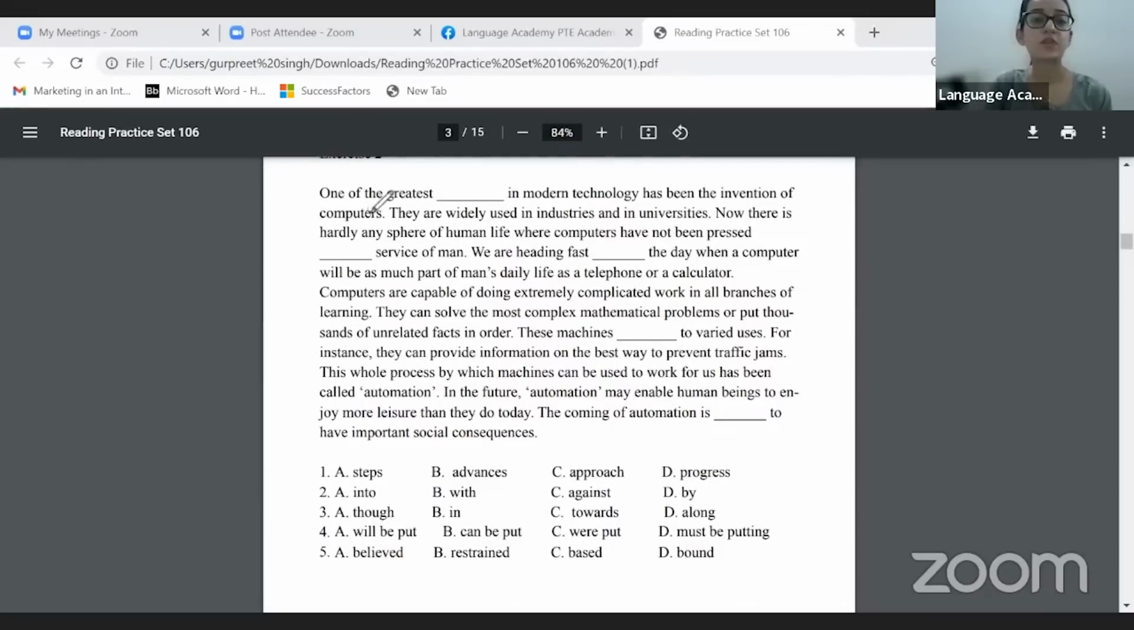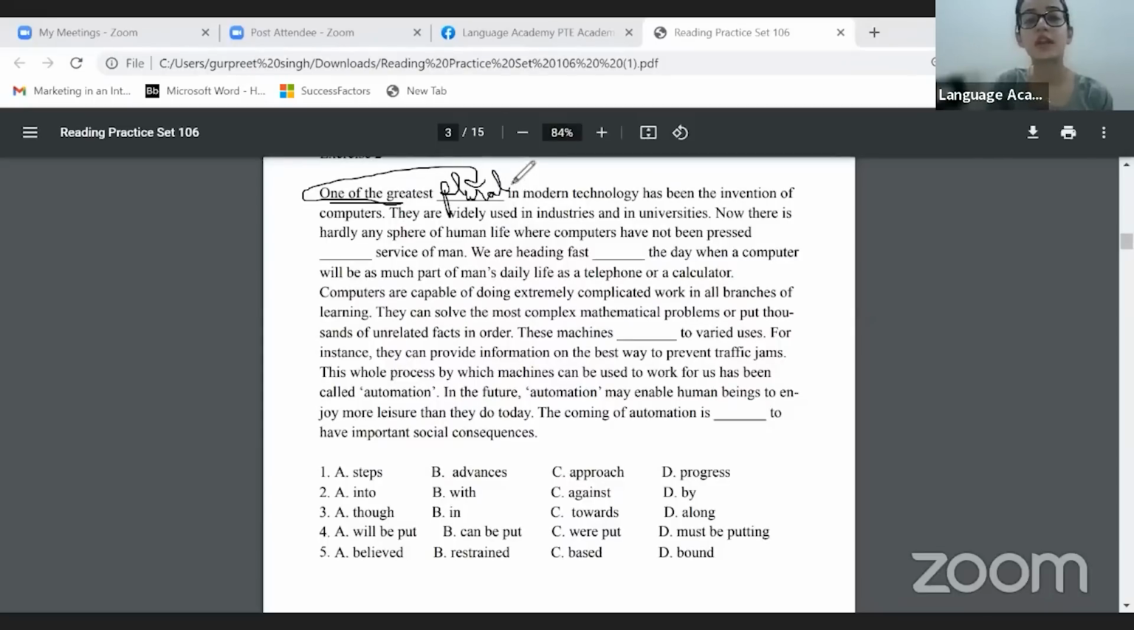So the first thing you should be noting: one of the greatest dash in modern technology has been the invention of computers. Looking at grammar analysis first, the grammar says that whenever you have this writing style, "one of the", it is always filled with a plural noun, because you can only pick one out of many when there are more than one things.